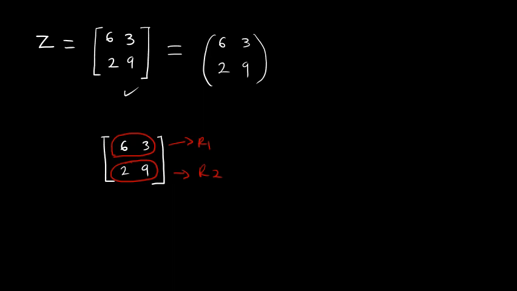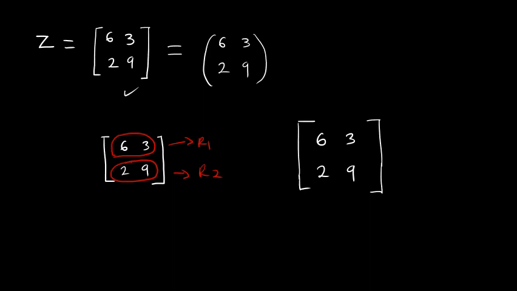Similarly, some of the numbers have been arranged vertically. Let's look at that also. So I'll write the matrix again. I have 6, 3, 2, 9, in a square bracket. So this is the matrix here.